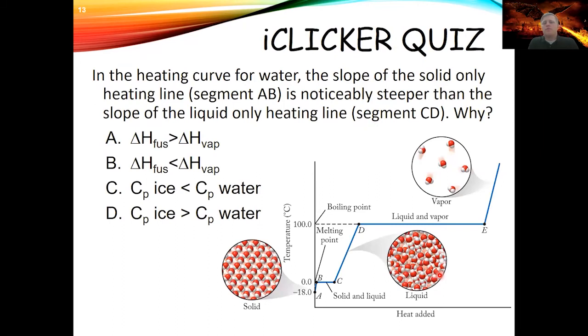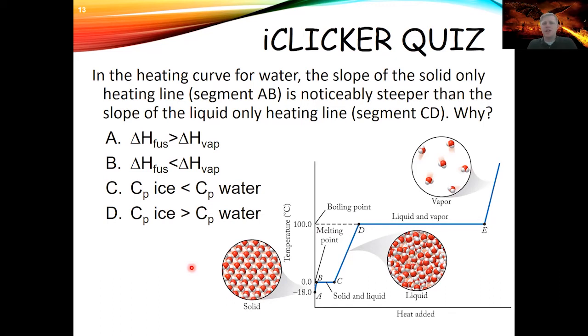Let me give you a problem to see how you're doing with this. In the heating curve for water that I have shown below, the slope of the solid only heating line, segment AB, so that's just this line right here between A and B, is noticeably steeper than the slope of the liquid only heating line, which is between C and D, right here. Why? Go ahead and look at these options, pause the video and try and figure this out.